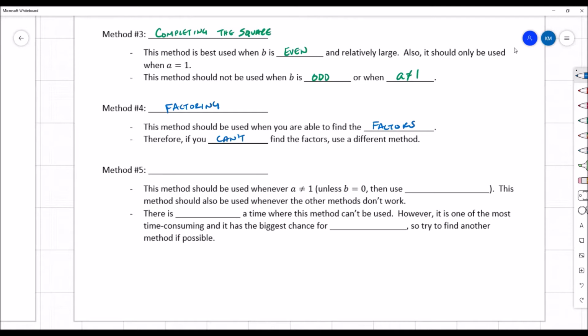If you're like, I cannot think of 2 numbers that multiply to give me 15 and add to give me 8, I can't think of it, then move on to the next thing. If you have those numbers, solve by factoring.